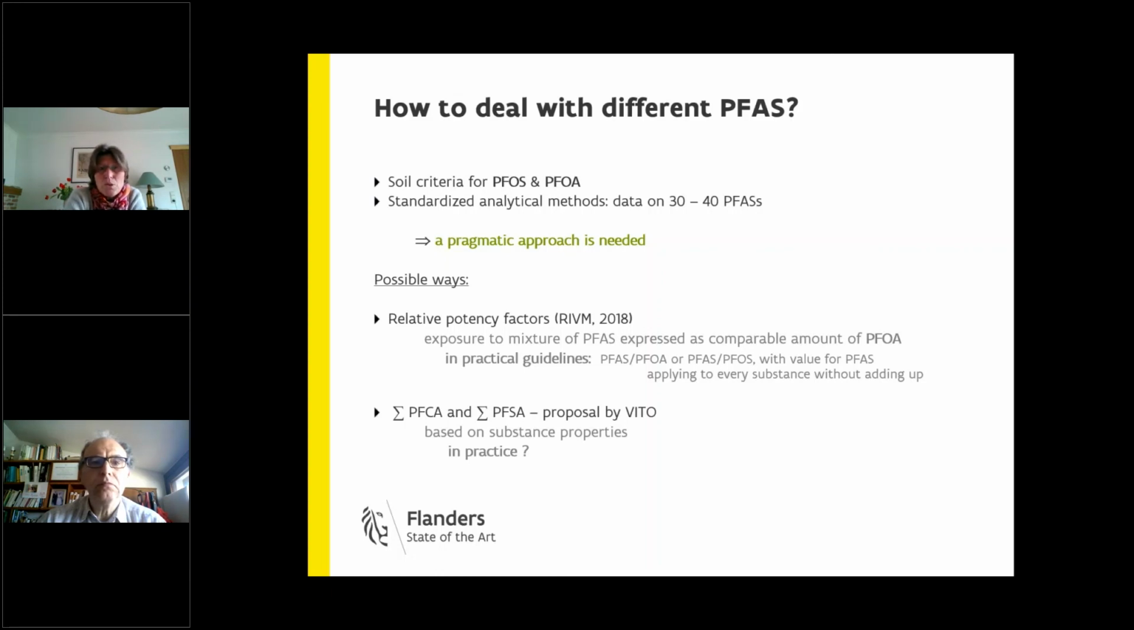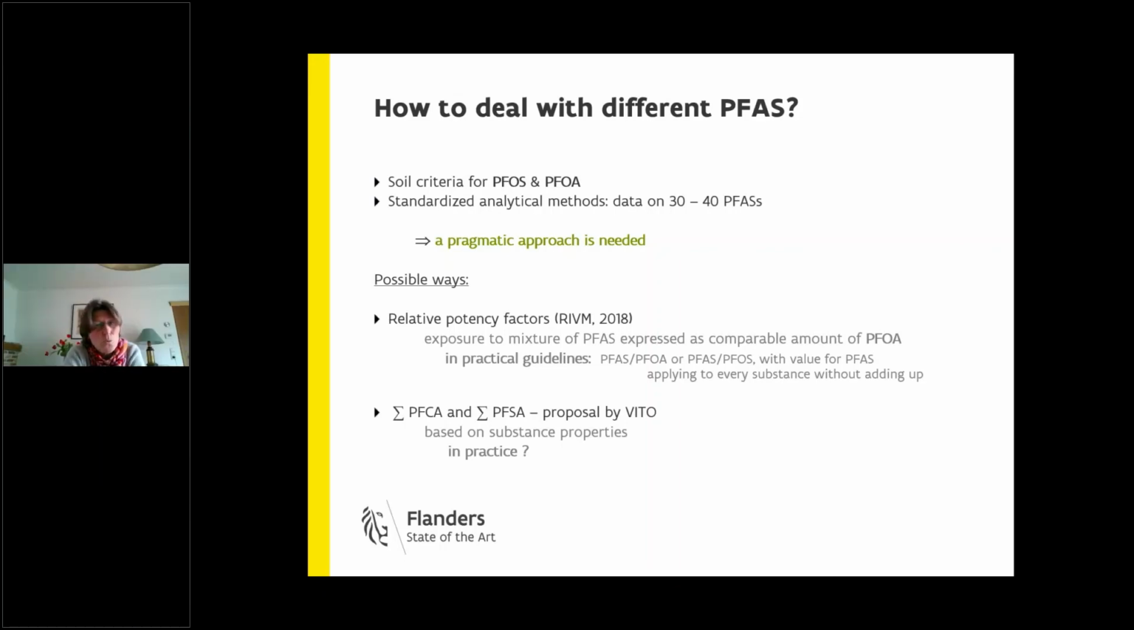Of course, we would like to have data on toxicology and behavior of all the individual PFAS compounds and also to know more about their combined effects. But for the moment, we don't have this data, so we need a pragmatic approach to deal with those other PFAS. Meanwhile, different ways have been proposed.